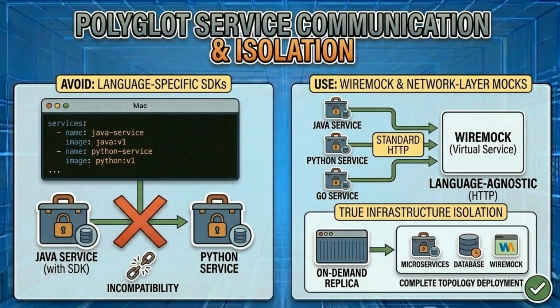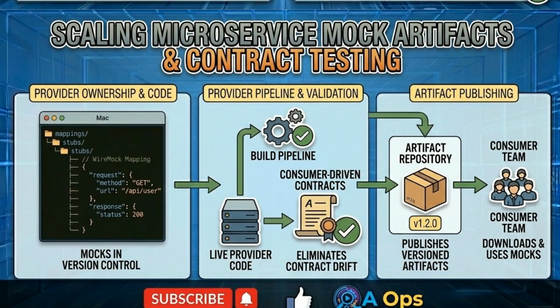Furthermore, stubs and WireMock are completely language agnostic. A shared Java SDK is completely useless if a downstream team decides to write their new service in Python or Go. By moving the mocks out of the application code and down to the network layer, any polyglot service can communicate with them over standard HTTP protocols. This true infrastructure isolation allows you to deploy a complete replica of your microservice topology on demand.